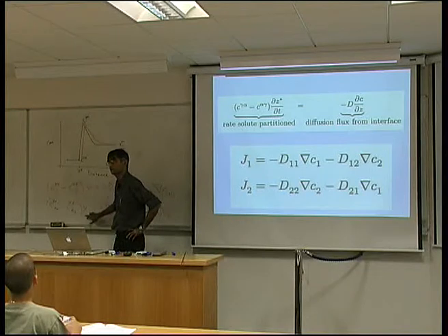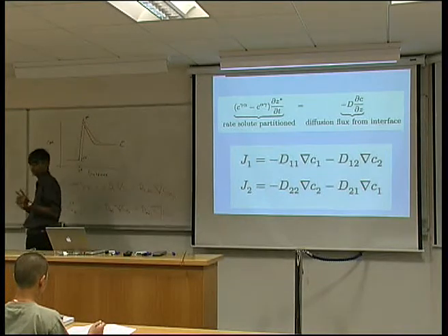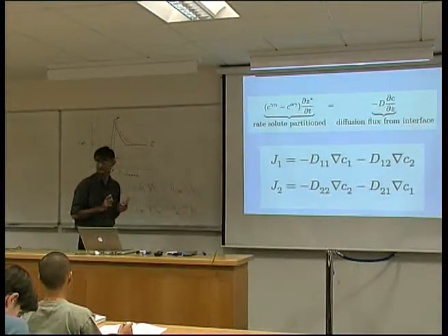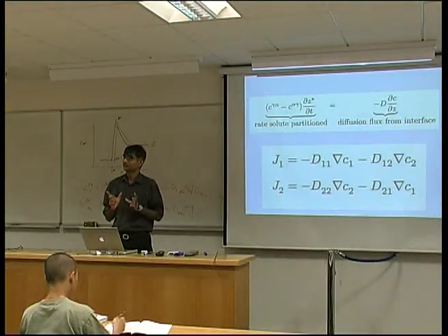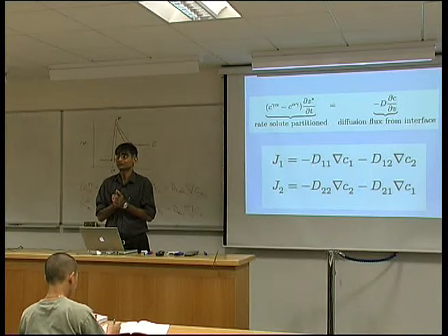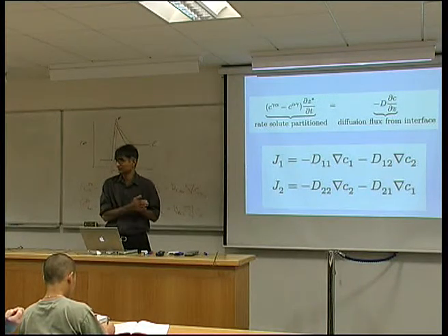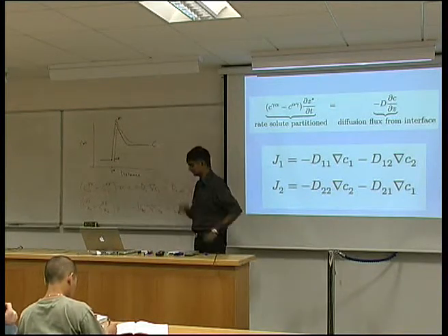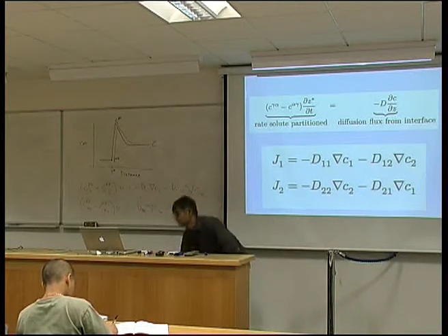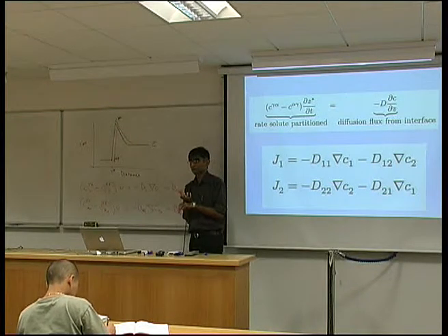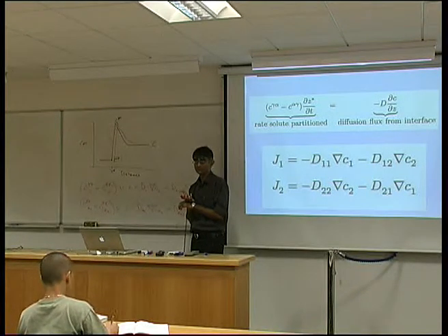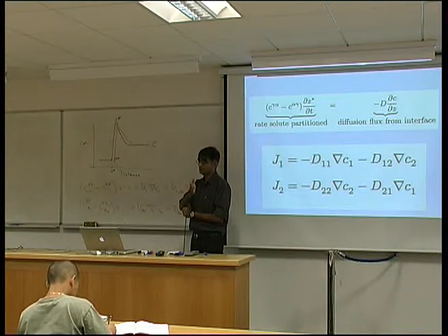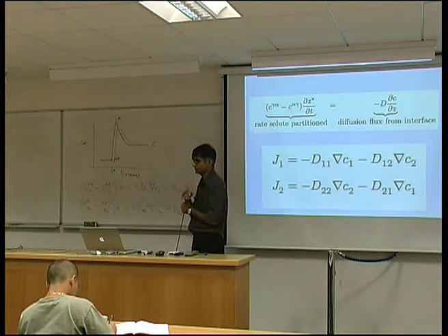No, there's only one interface moving. That's a very good point. You see, we've got to solve these equations simultaneously with one velocity. Okay. And that is leading to the difficulty, which I'll show you in a second. There's 8 orders of magnitude difference in the diffusion coefficients of manganese and carbon, and yet we have to satisfy each of these equations with just one interface moving.